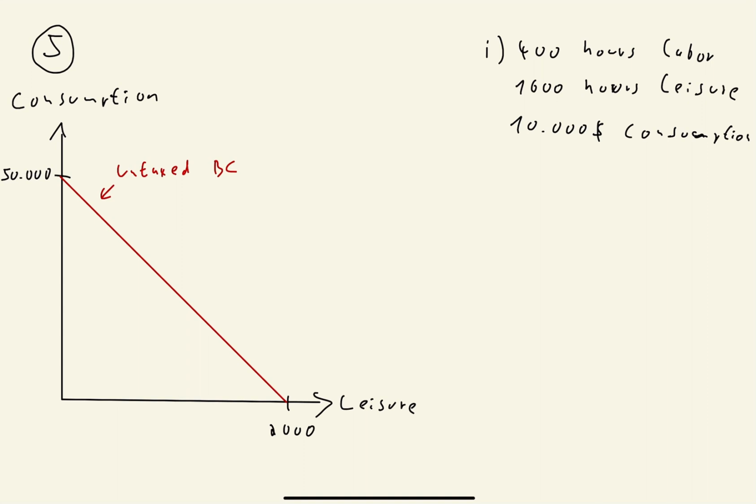Now, let's go back to the tax budget constraint. The first interesting point is somewhere around here. So that's like 1,600. At 1,600 hours of leisure, you work 400 hours, and this will give you $10,000 of consumption, because you earn the full $25 per hour without paying taxes. So this is somewhere here. So we have 10,000.